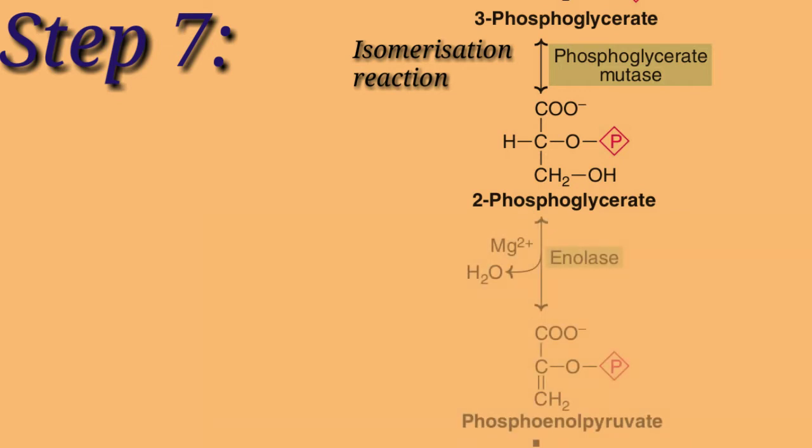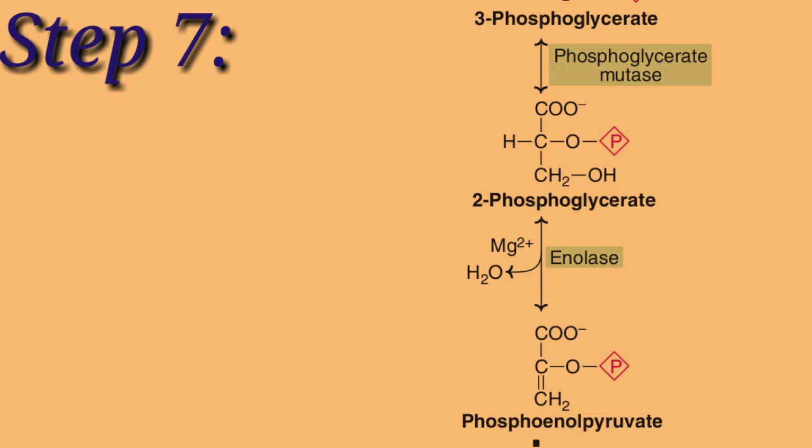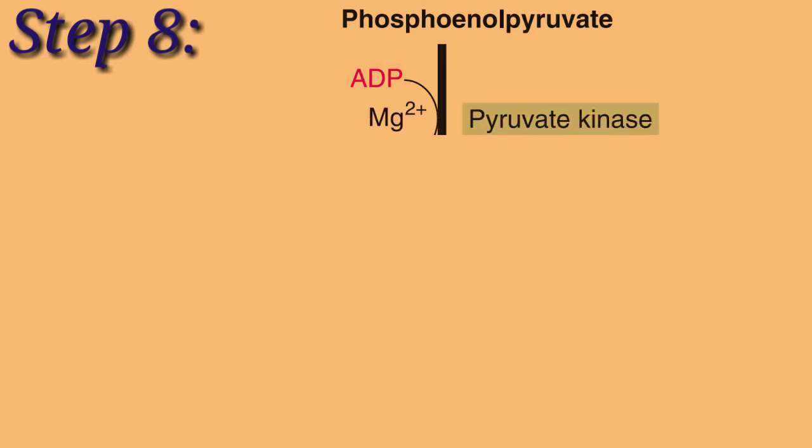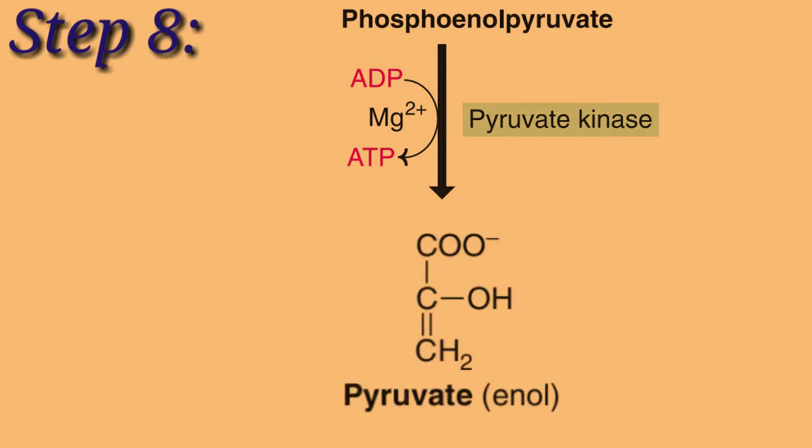Then the high energy compound phosphoenol pyruvate is generated from 2-phosphoglycerate by the enzyme enolase. Then the enzyme pyruvate kinase catalyzes the transfer of high energy phosphate from phosphoenol pyruvate to ADP, leading to the formation of an ATP molecule. This step is also a substrate level phosphorylation.